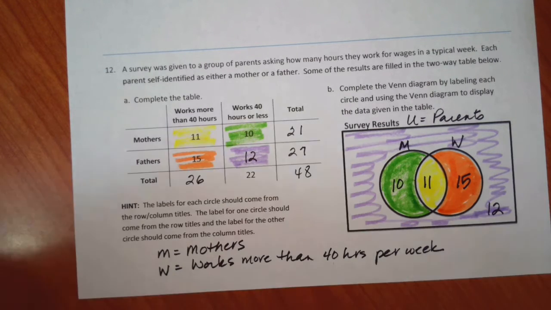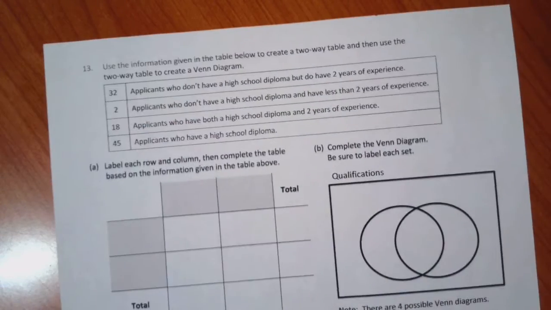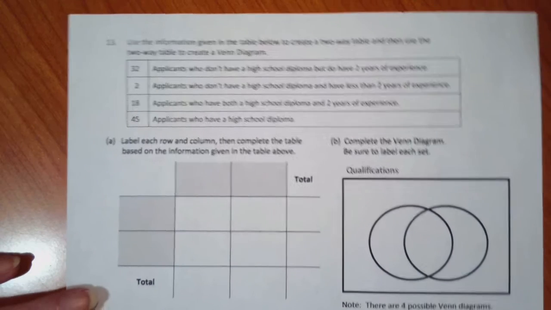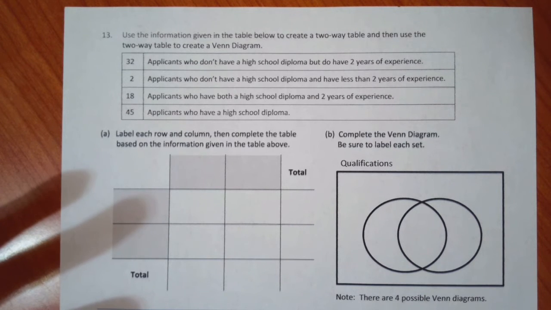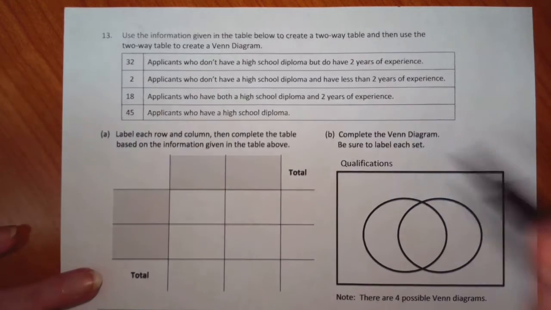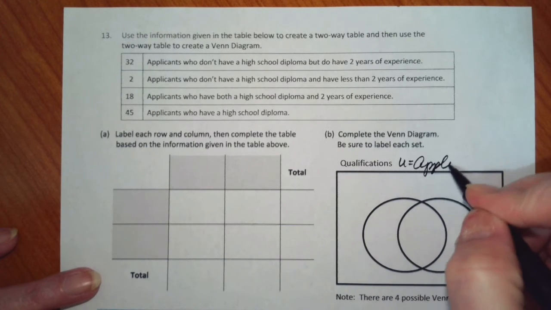Okay, so let's go on and do the next one where they talk about job applicants. All right, so let's see. To create a two-way table and then use the table to create a Venn diagram. Okay, well, who is the universe? We have applicants who do and do not have a high school diploma, applicants who do or do not have 2 years of experience. So our universe is going to be applicants.